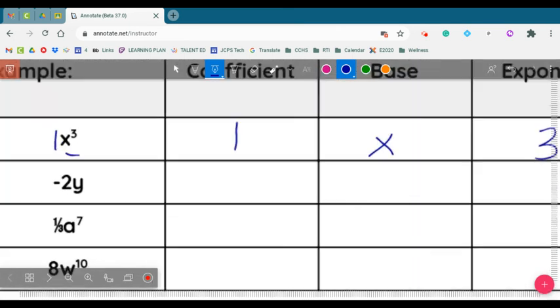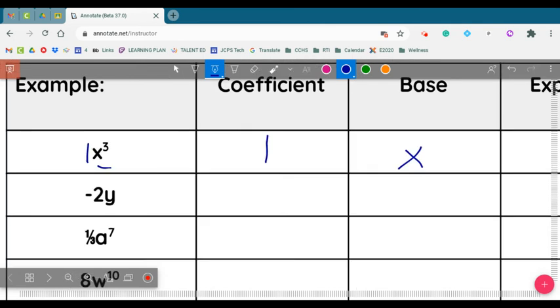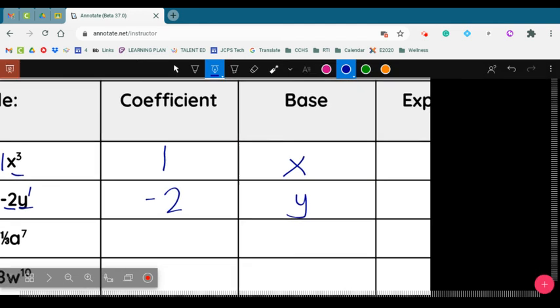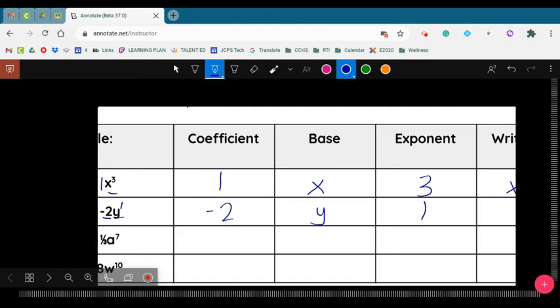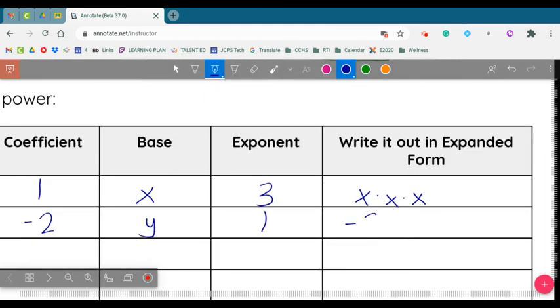The next one, I have negative 2y. So our coefficient is the number in front, so negative 2. Our base would be y. Now you're like, Mrs. Gilbert, there's not an exponent. If it is just written like this, there's always an exponent of 1. So keep that in mind. In expanded form, we would just have negative 2 times y.